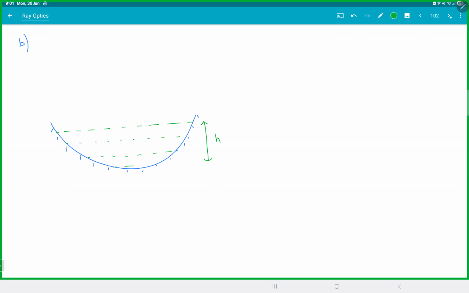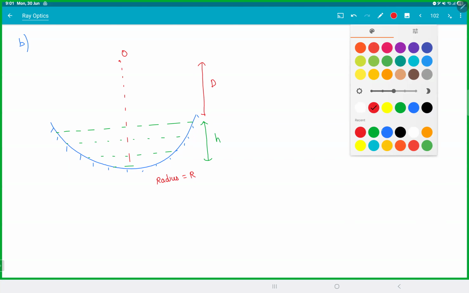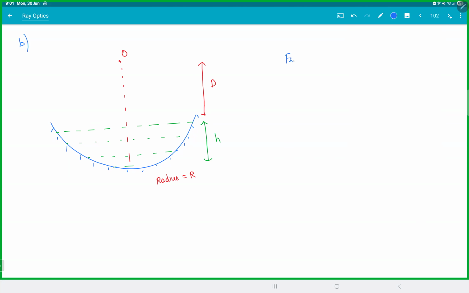So let's say this depth is h. You kept an object here at a depth d. The radius is r. So it's a concave mirror there. So find d if the image is on the object itself. So the final image must be on the object.